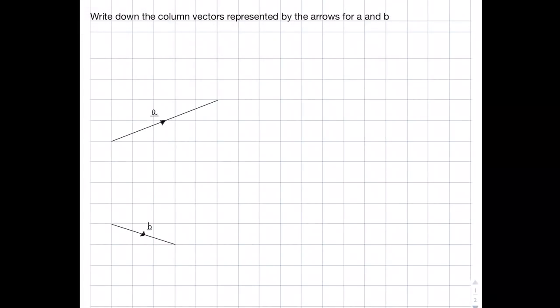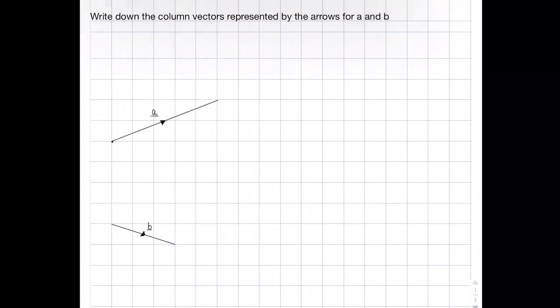So the next question we have is write down the column vectors represented by the arrows for A and B. Okay, so with the first one, you can see it's going from the left to the right. So it's going from this point here.